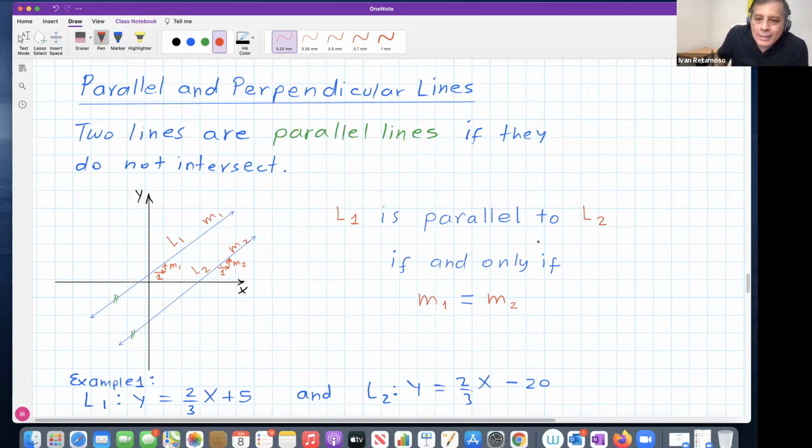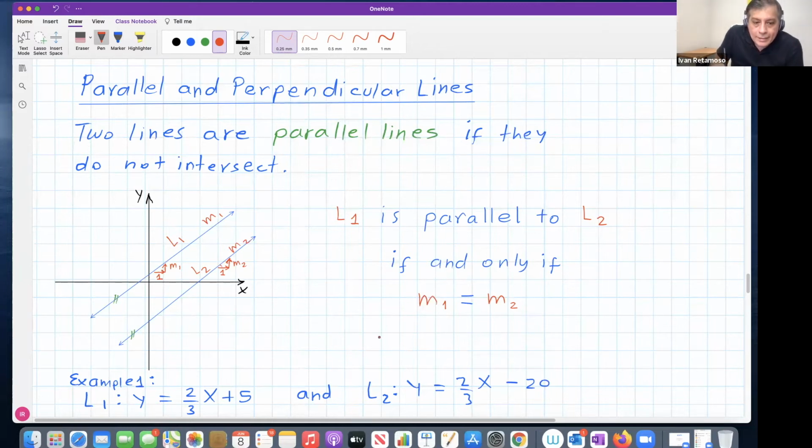L1 is parallel to L2 if and only if, this "if and only if" in logic stands for equivalence, if and only if m1 equals m2. Notice if two lines are parallel, then the slopes are the same. But not only that, this is saying that if two slopes happen to be the same for some reason, then you must conclude that the lines are parallel, right? It's equivalence.